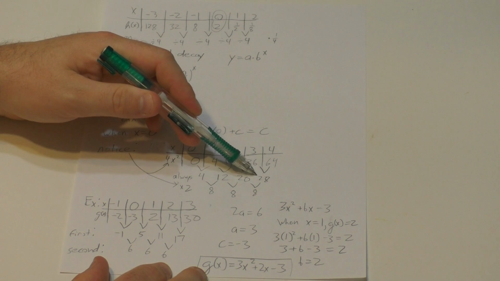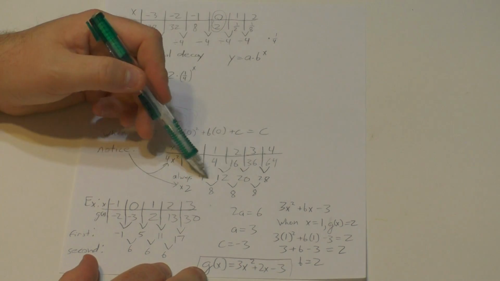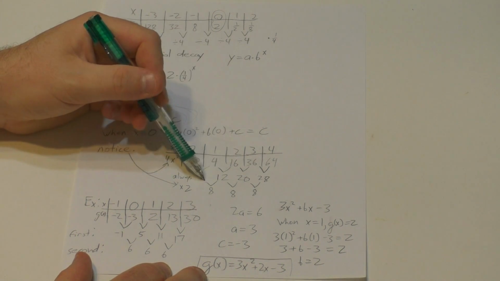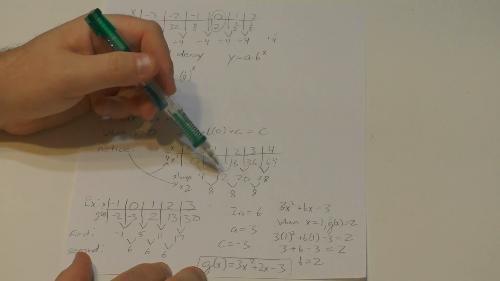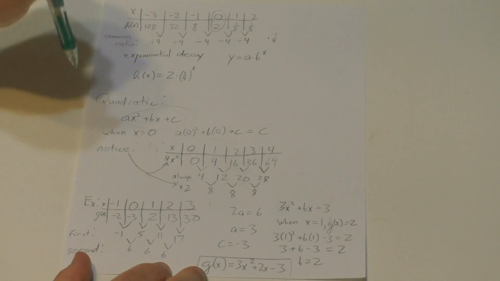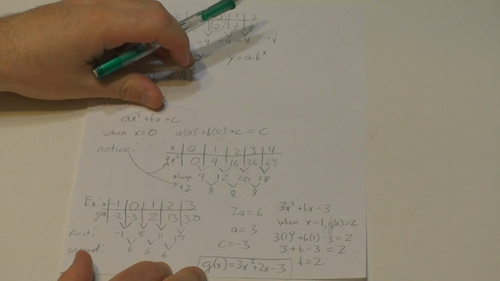So I find the first difference. Well, it's not linear, so the first difference isn't the same. That doesn't really tell me much. So then I take the second difference. So the difference of the first difference, look, they're all the same. If the second difference is the same, it's a quadratic.